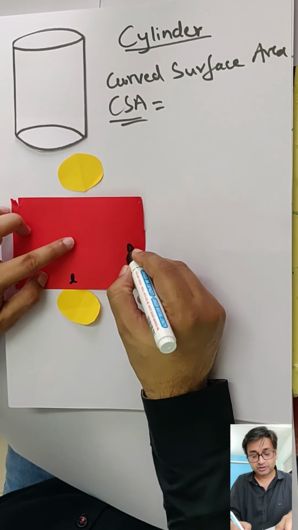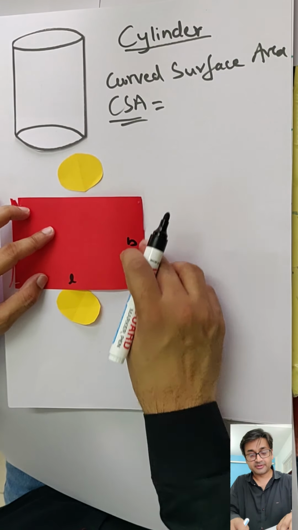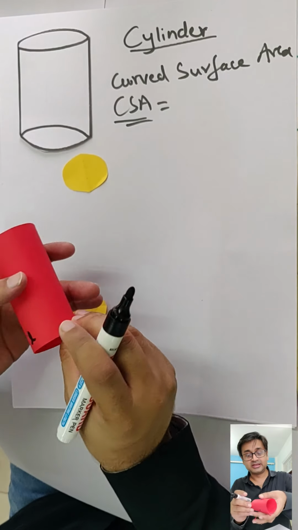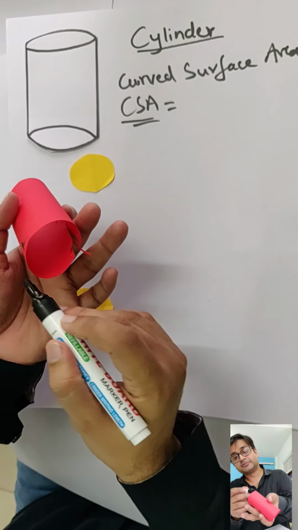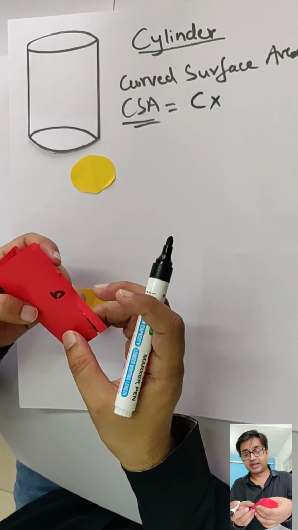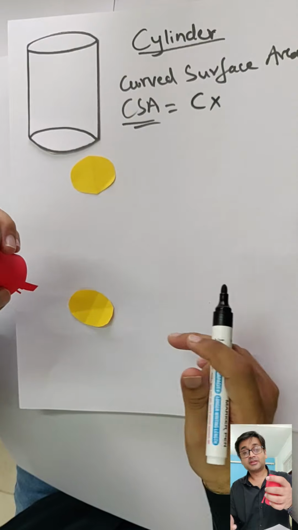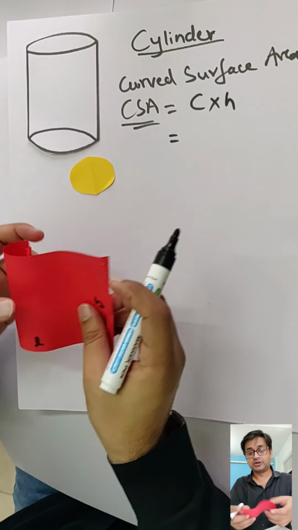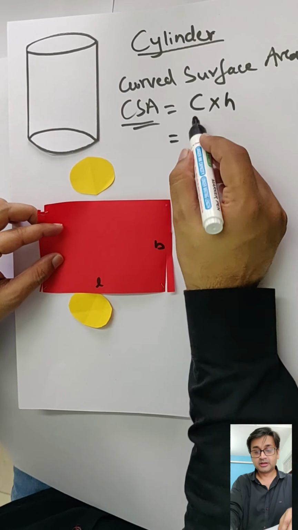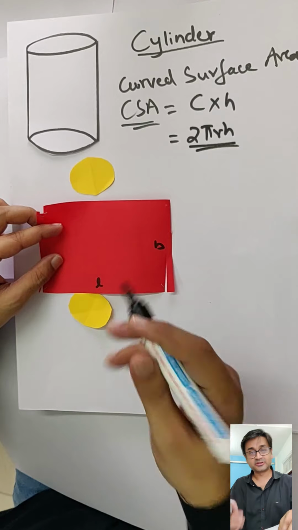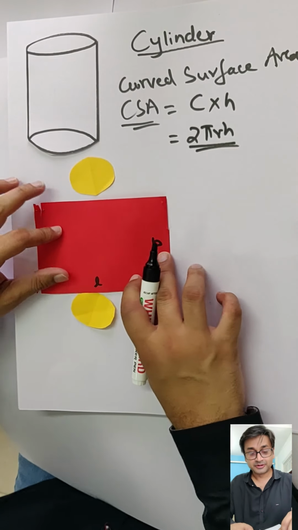So basically length into breadth should be the curved surface area, am I right? But to get length and breadth, when I make this, the same length becomes what? Circumference, superb. And the same breadth now becomes what? The height of the cylinder. Can you see the height? So it's basically circumference into height, that is length into breadth. So circumference is what? 2 pi r into height. That's your formula. Did we make it simple?